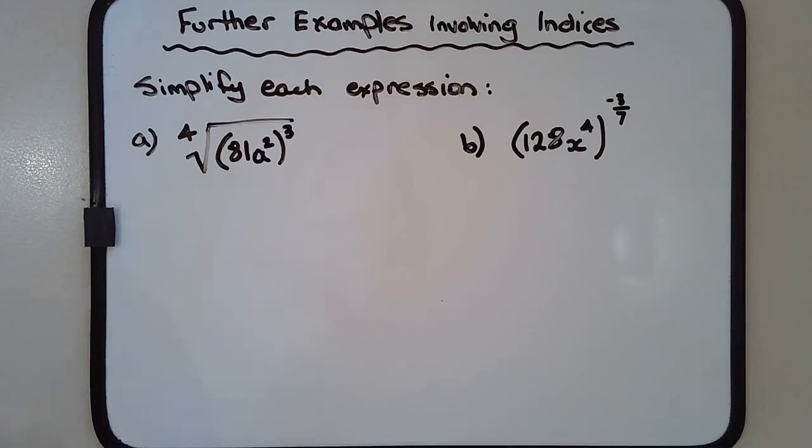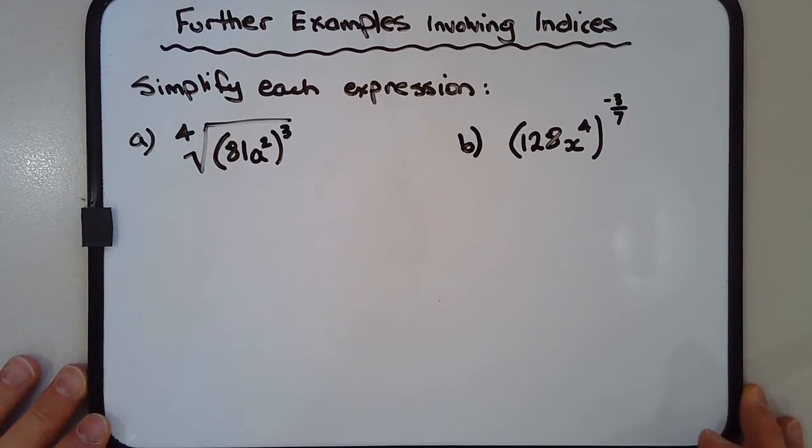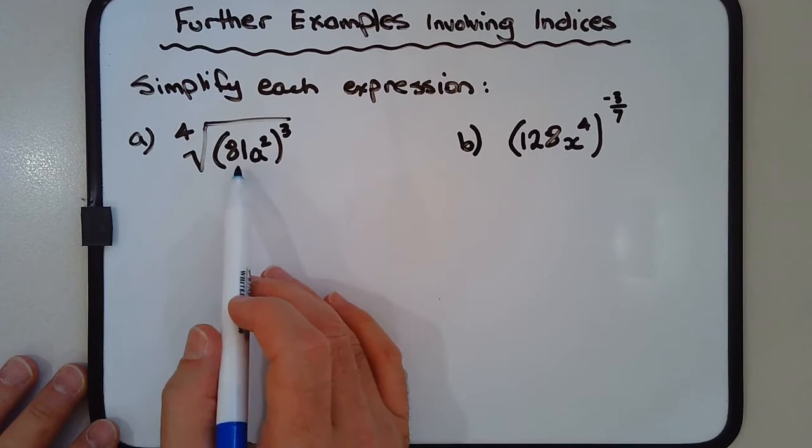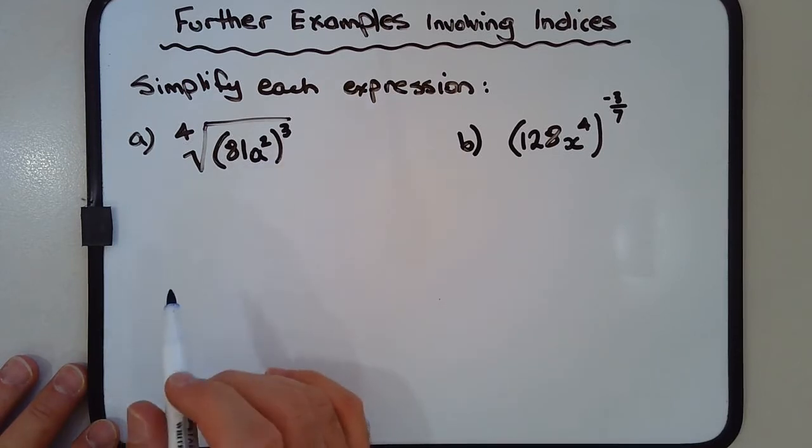Let's have a look at some further examples involving indices. And I've chosen 4 examples that are a little bit more involved. So let's have a look at the first one. We're going to simplify the 4th root of 81a squared to the power of 3.